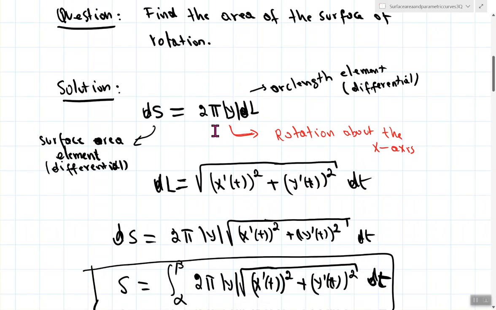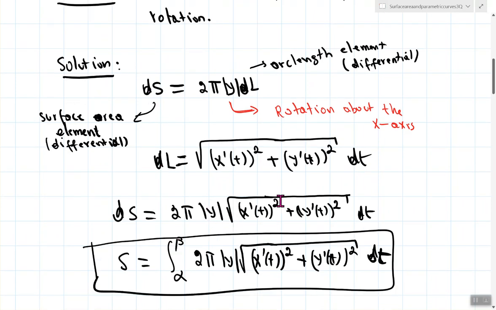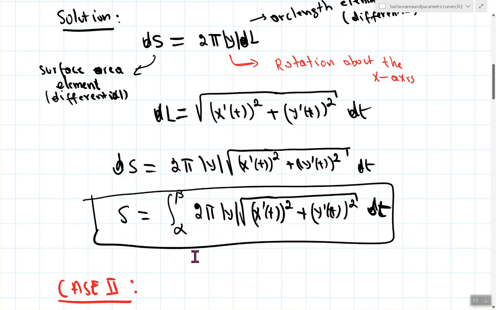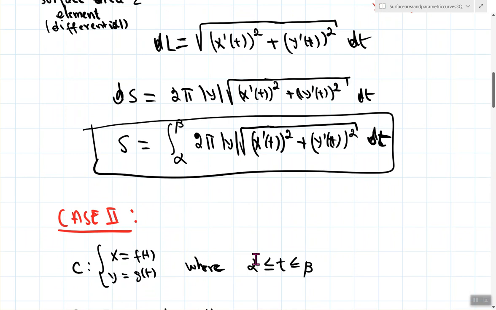So when you plug dl into ds, we get 2 pi times the absolute value of y times the square root of x prime of t squared plus y prime of t squared dt. And then we integrate both sides to get the area of the surface: the integral from alpha to beta of 2 pi times the absolute value of y times the square root of x prime of t squared plus y prime of t squared dt. So that gives us the area of the surface where the rotation was about the x-axis. And that's case 1.